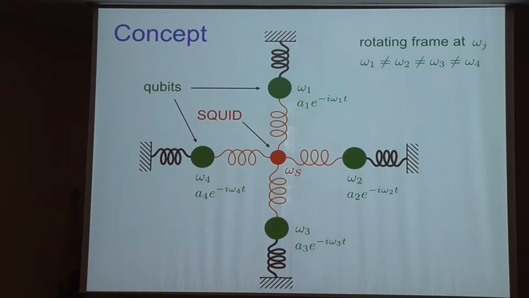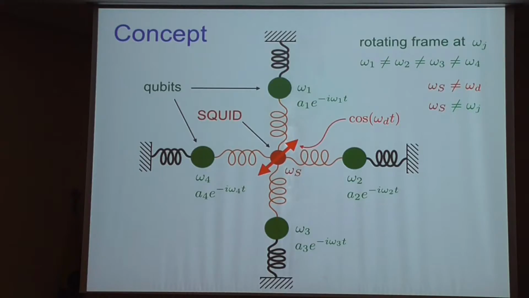And then I look at this in a rotating frame, so each of the harmonic oscillators has an annihilation operator that rotates with its oscillation frequency, and crucially I assume that all these oscillation frequencies are different from each other. And then I drive the squid, so I take the central mass and shake it at a specific frequency. I choose the frequency such that it is not its own oscillation frequency, so it's an off-resonant drive. And the oscillation frequency of the squid is not equal to any of the oscillation frequencies of the qubits, so they wouldn't really talk to each other.